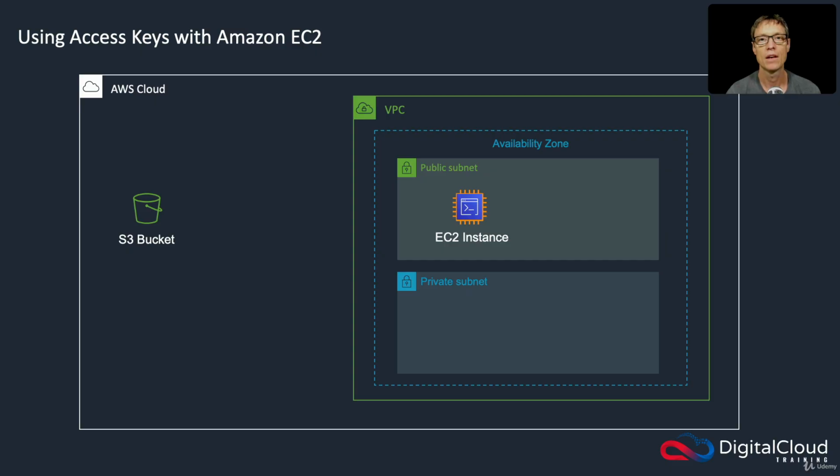Hello and welcome back. So when you launch Amazon EC2 instances in the cloud, you're often going to find that you need to connect your instances to other AWS services. So as an example, in this particular VPC, we have an EC2 instance sitting in a public subnet. And this EC2 instance might need to read data from an S3 bucket, or perhaps it's going to write some data to an S3 bucket.